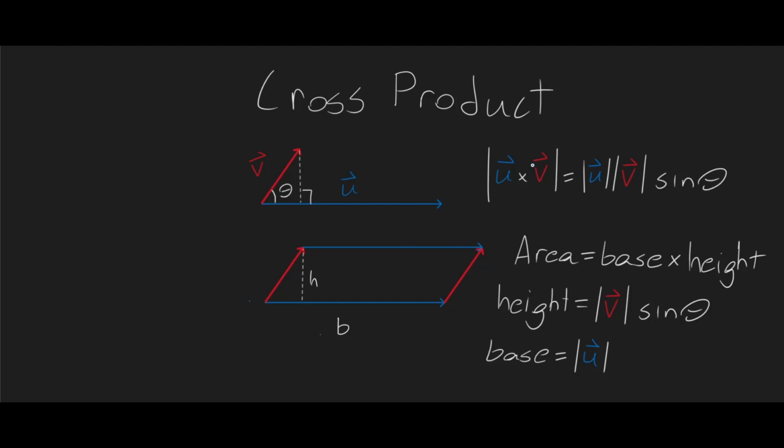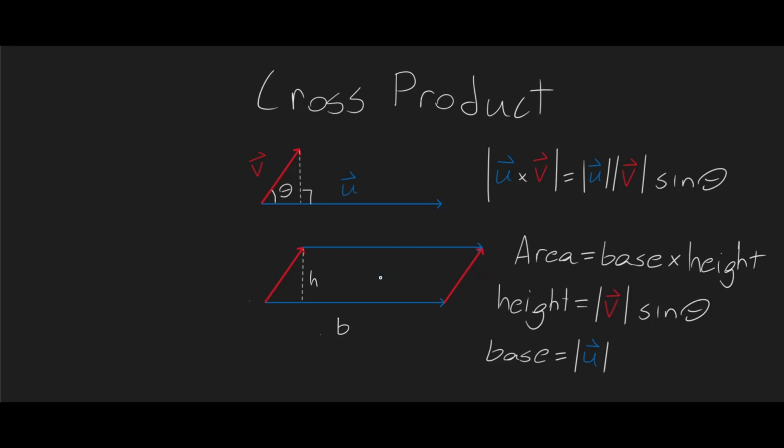To explain a little more on why the magnitude of the cross product is equal to the area of the parallelogram that the two vectors form, I've drawn these two figures here. Imagine you have two vectors, v and u, and you take the cross product of the two of them. The magnitude of the cross product is equal to the magnitude of u times the magnitude of v times the sine of theta, which is the angle between them. This is just the definition of the cross product and its magnitude.